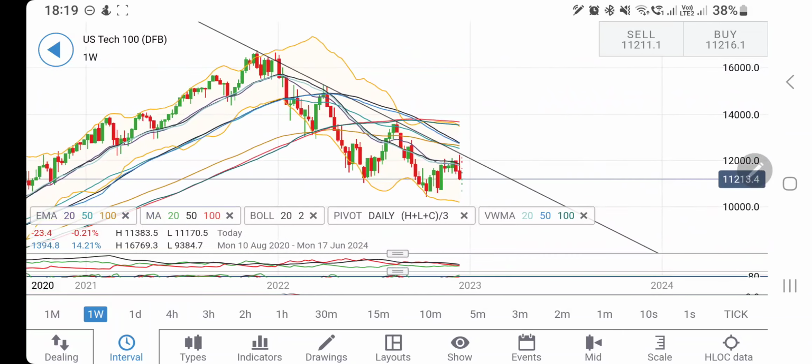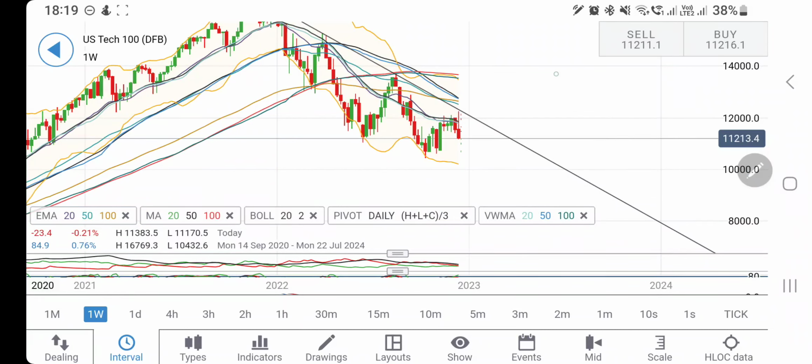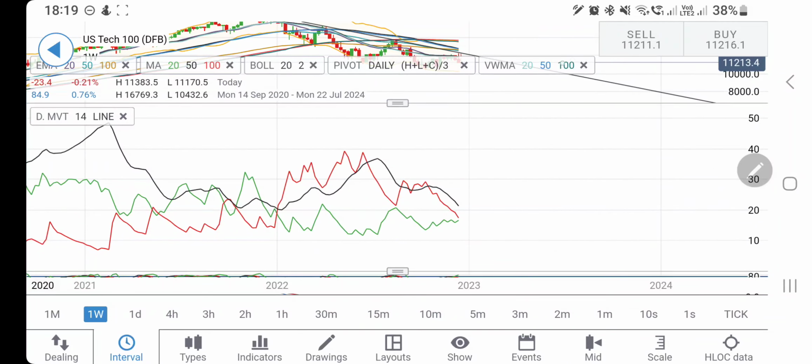Now look at the weekly charts. On the weekly charts, we have seen earlier, this is the 150 period crossover here. It is trading with divergence, and also the 20 period moving average, now at around 12,000, is giving it a very strong resistance on the upside.